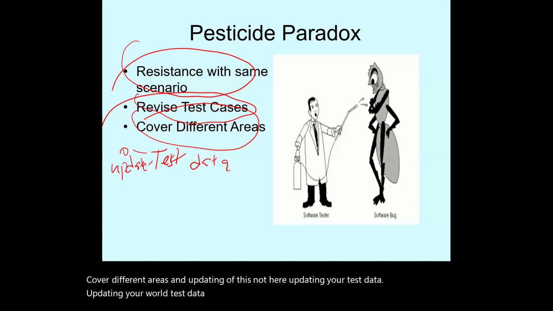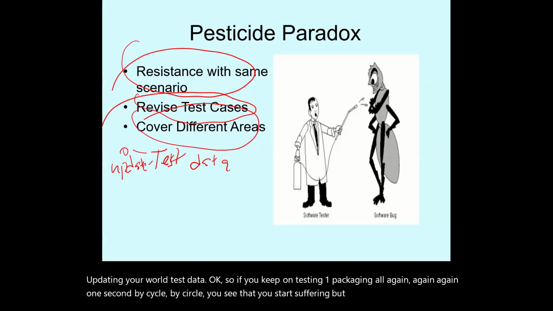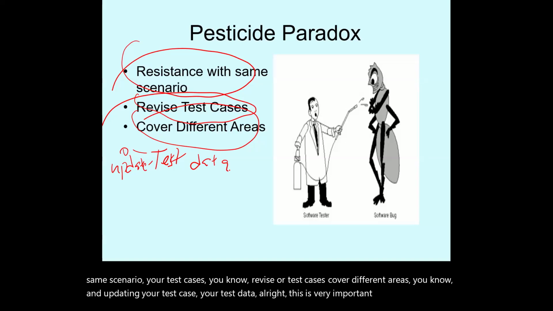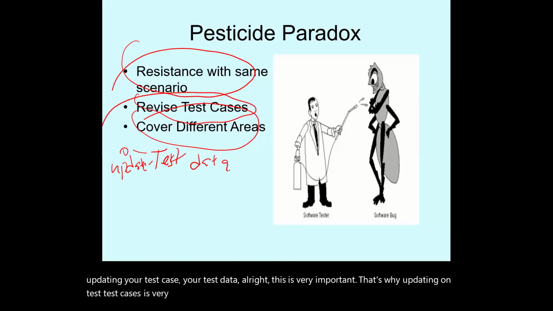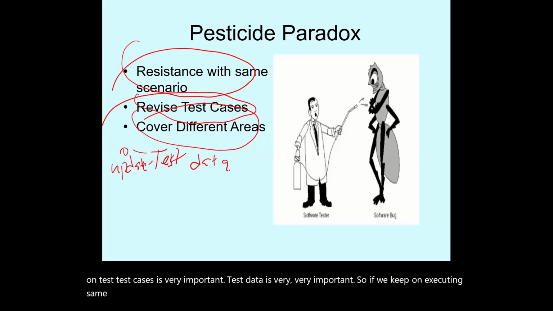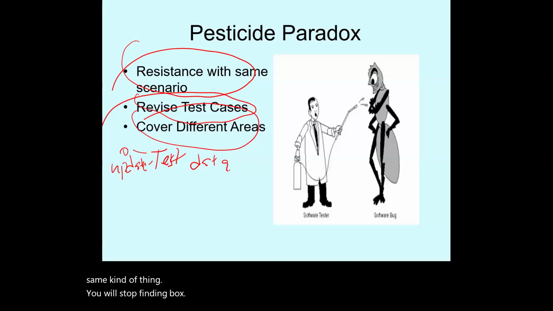If you keep on testing one particular scenario again and again, you stop finding bugs. That's why you must revise your test cases, cover different areas, and update your test data. This is very important. Updating test cases is very important, and test data is very, very important. If we keep executing the same kind of thing, we stop finding bugs. That's what the pesticide paradox is saying.